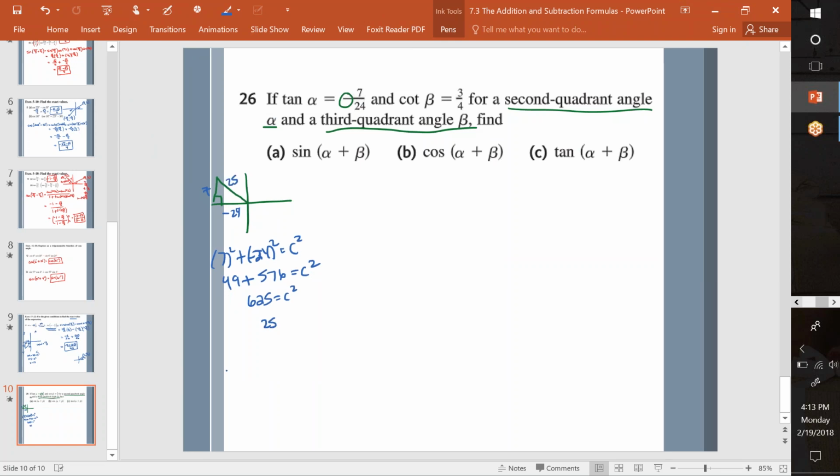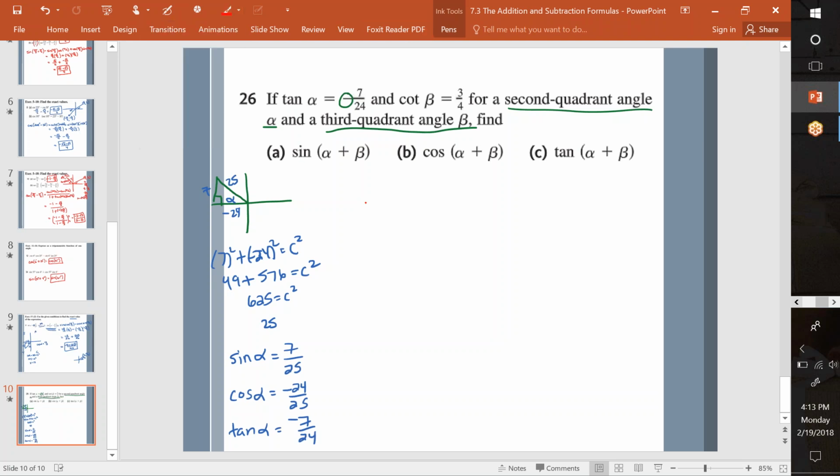The reason we need that is I'm going to go ahead and write what each of those would mean. So sine of alpha, because that's this angle right here, would be opposite over hypotenuse, so that's 7 over 25. Cosine of alpha is negative 24 over 25, and we already knew that tan of alpha was negative 7 over 24. Now we need to do the same thing for beta.